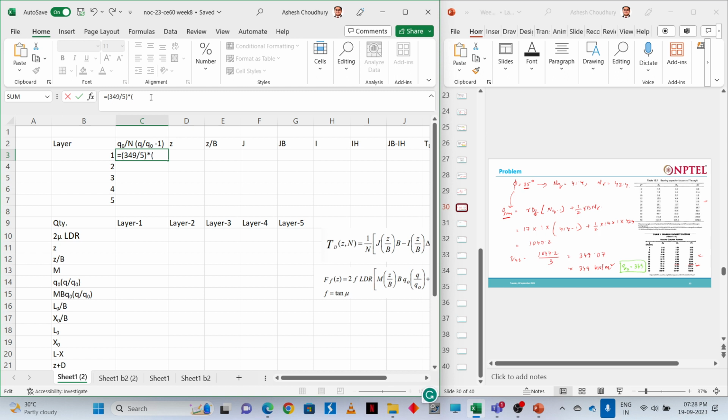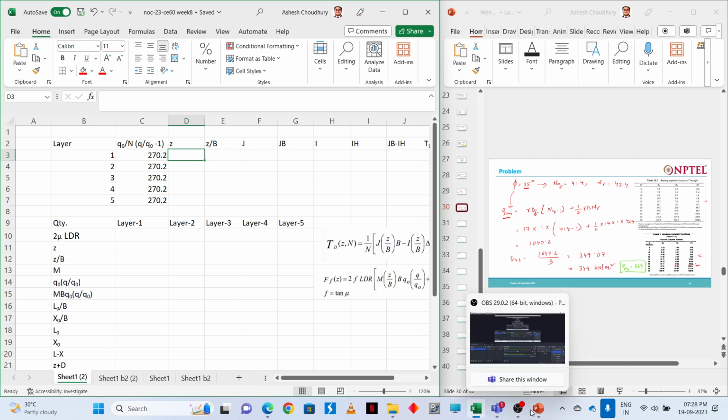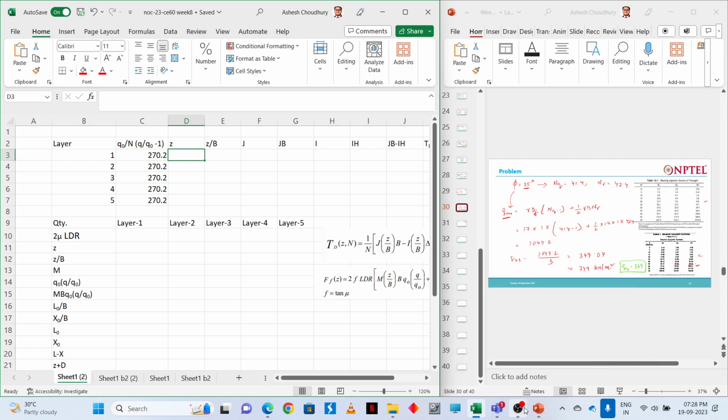So you come here, 349 divided by 5, reinforcement times q by q naught. What is q? 1700 by 349 minus 1. Okay, so this much we are getting. This is the same for everyone. Now we have for Z.